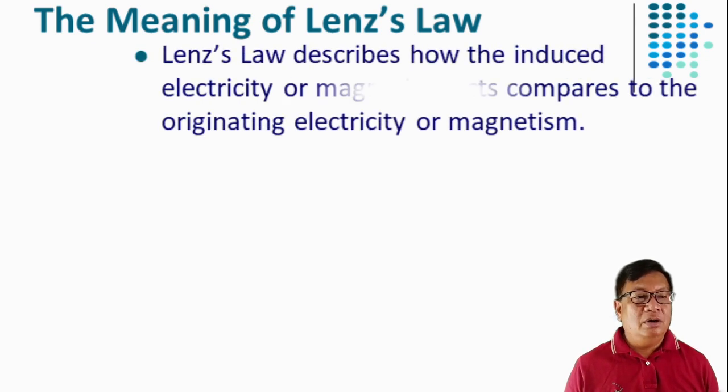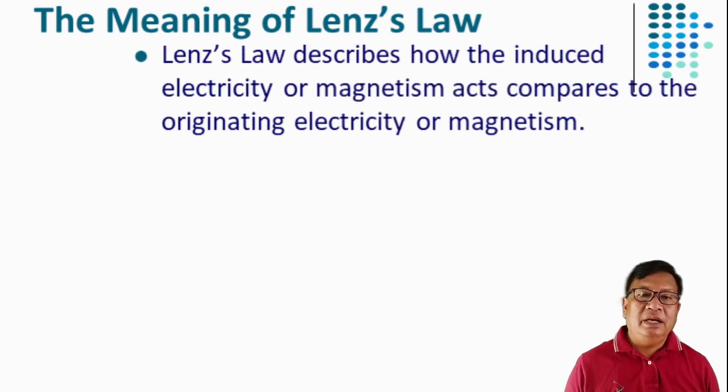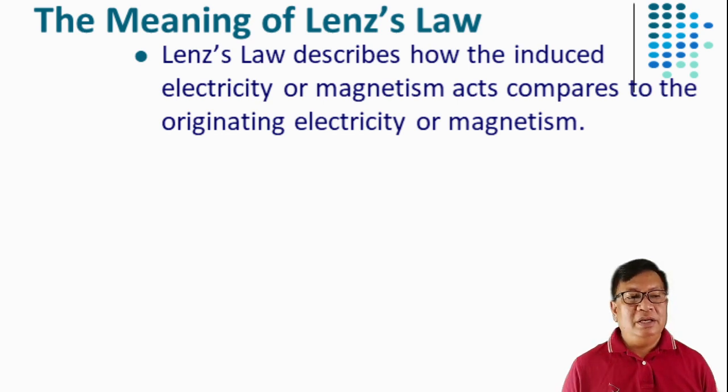Okay, so this Lenz's law describes how the induced electricity or magnetism acts compared to the originating electricity or magnetism. So this Lenz's law describes the electricity or magnetism that we produce because of this movement, because of this scenario, compared to the original electricity, voltage, or magnetism in the current carrying conductor.